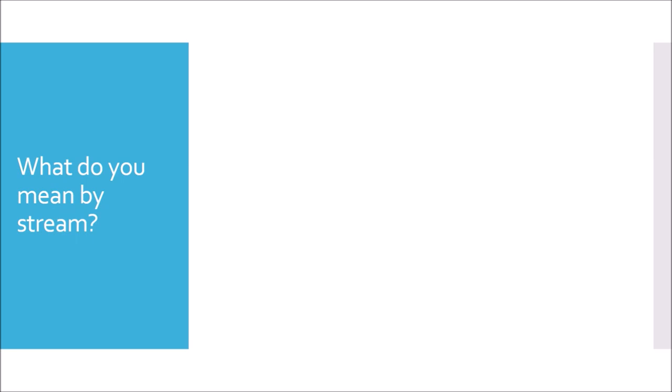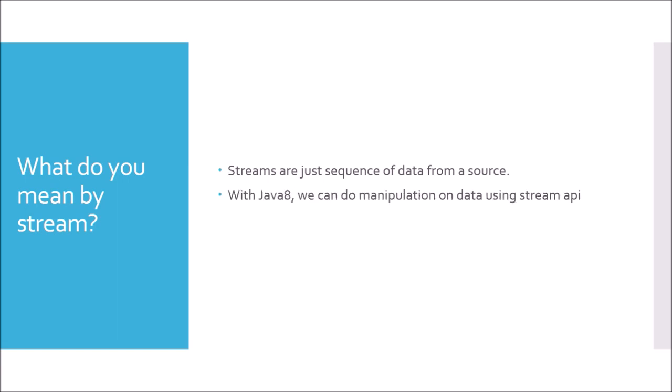To answer this question, streams are just a sequence of data from a source. With Java 8, we can do manipulation on data using the Stream API easily. For example, YouTube is a streaming platform. So if you're watching a video, when you have started this video, all the content of the video is not getting loaded at once. As time elapses, the content of the video is coming to you. This is called streaming. Moving to the next question.